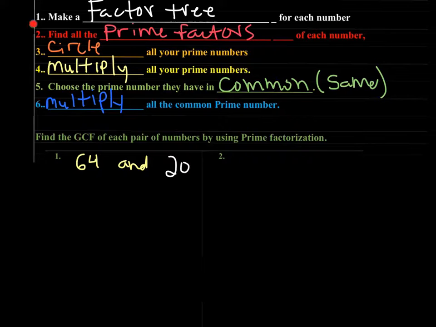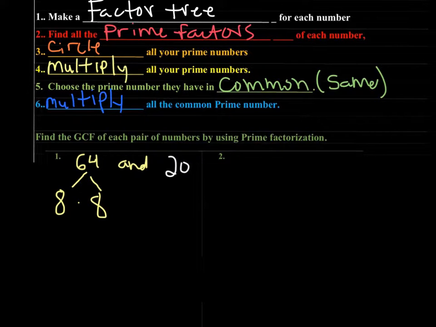So step 1, make a factor tree. To make a factor tree, you want to choose any two numbers that multiply to get you to this number, 64. Any two numbers will work. I will choose 8 times 8.